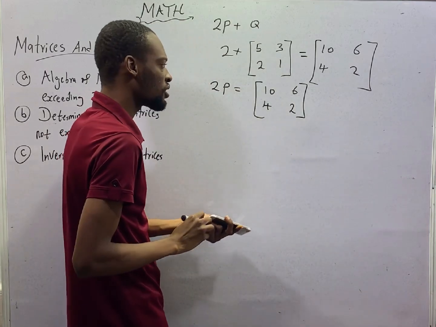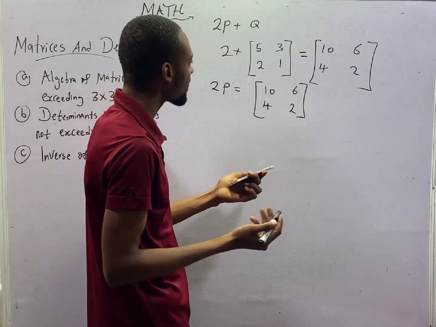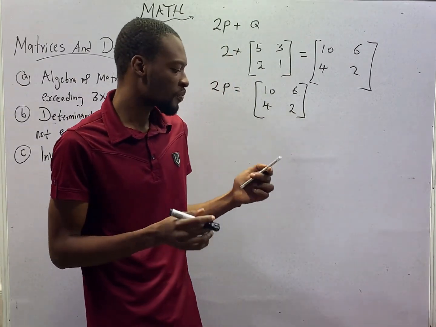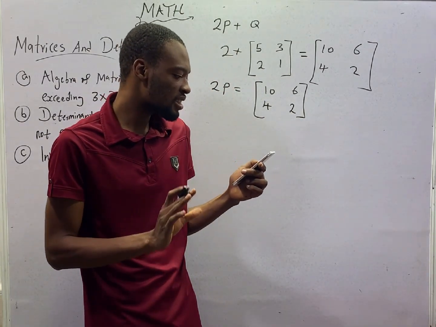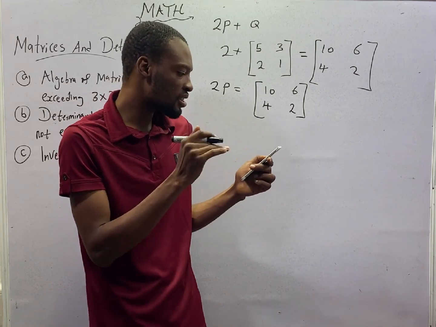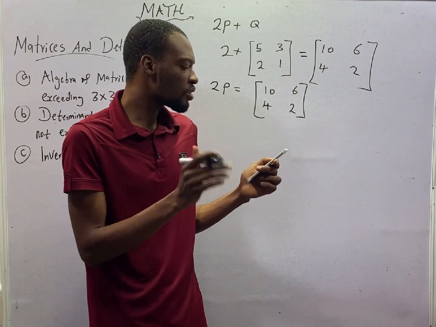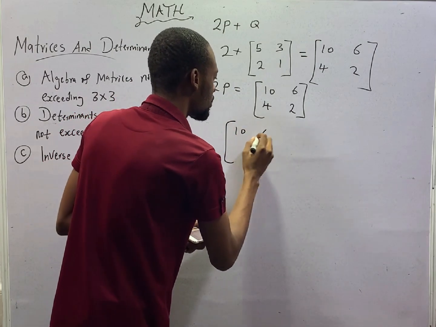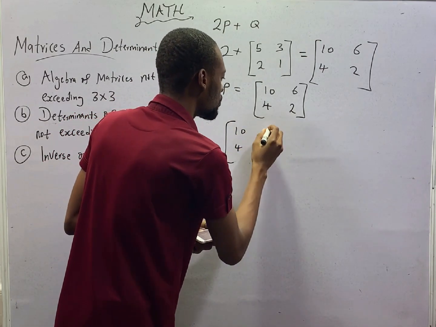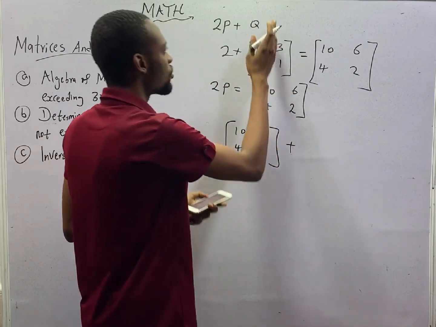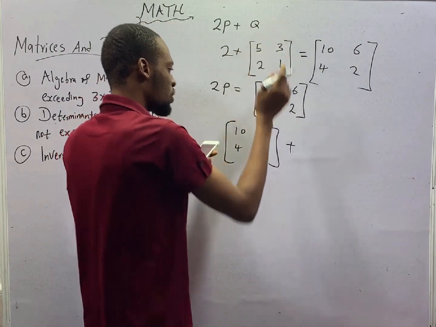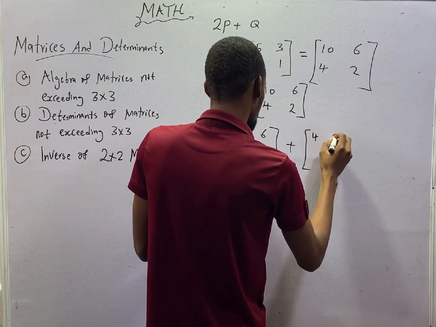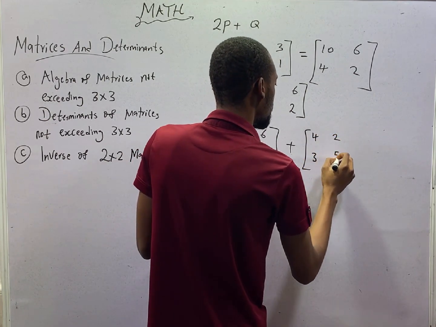Nothing more, nothing less. But that is not the final answer, and that is not what we are told to do. The question says, find 2P plus Q. This is now 2P, 10, 6, 4, and 2. Let's add Q to 2P. Meanwhile, Q is already 4, 2, 3, and 5.